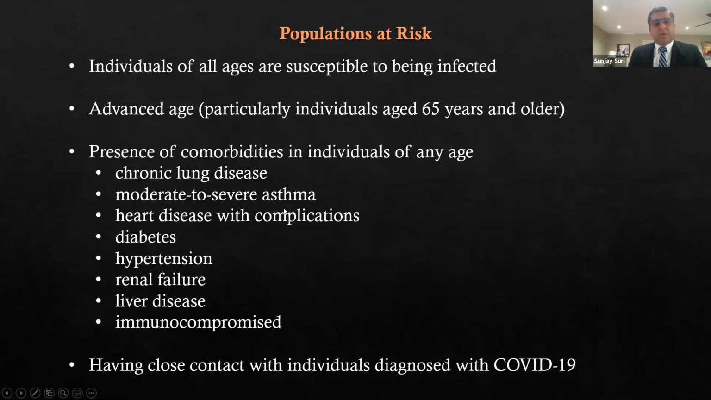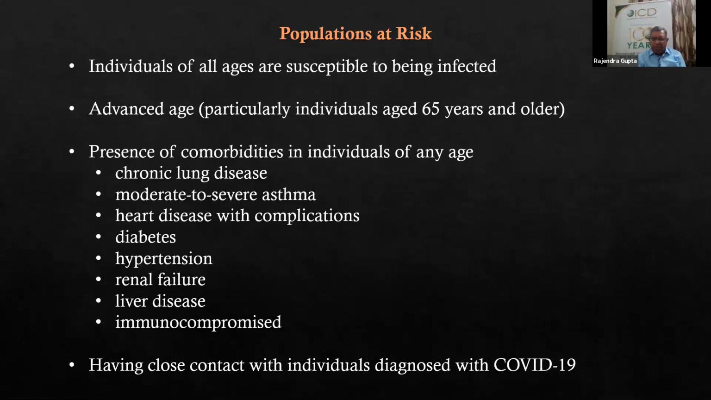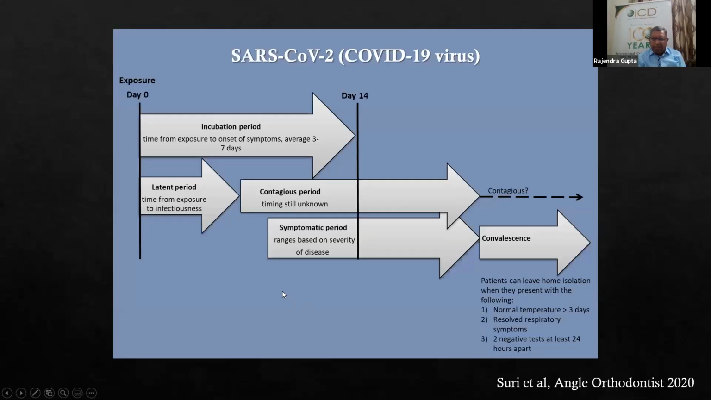Chronic lung disease, moderate to severe asthma, heart disease with complications, diabetes, hypertension, renal failure, liver disease, and people that are immunocompromised. Another factor that is important is that those people that have had close contact with individuals diagnosed with COVID-19 are at more risk of developing the disease as well. So COVID-19, as you would all recall, is the disease that occurs from the infection with the SARS-CoV-2 virus. So when you look at the virus and the disease pattern, we don't start to show symptoms right away.